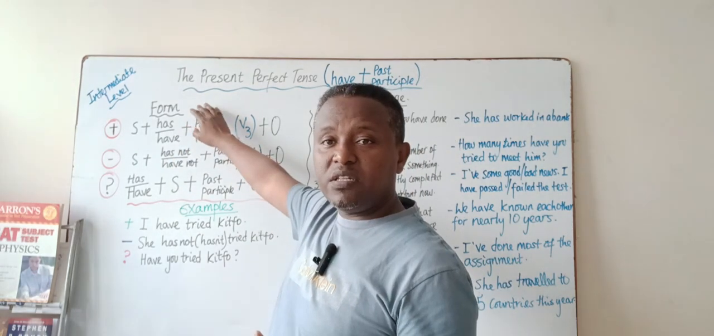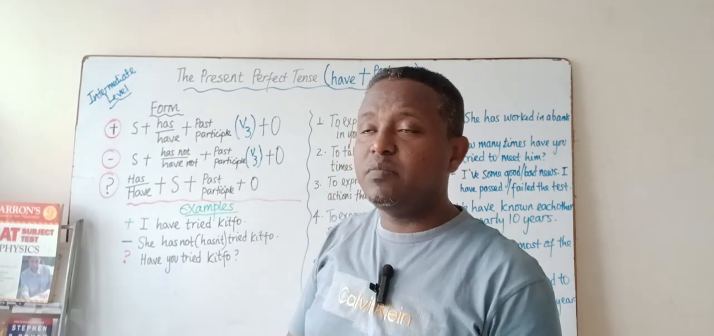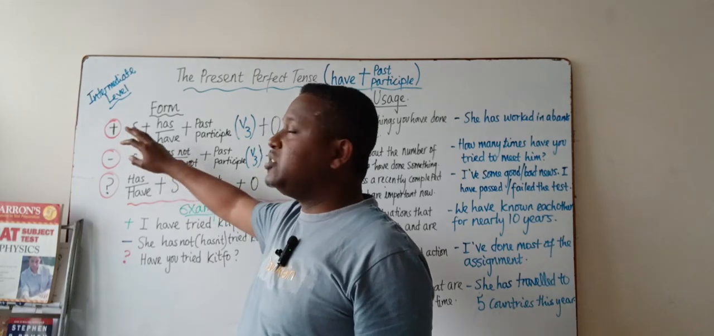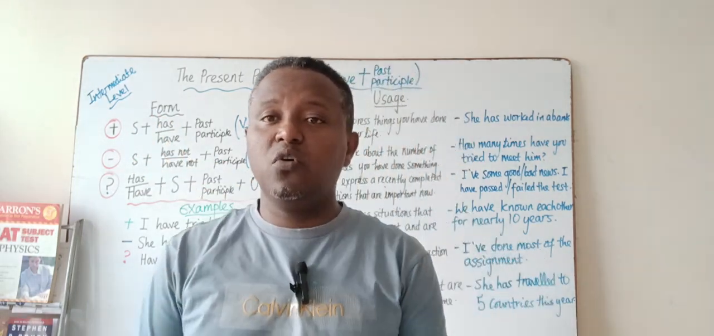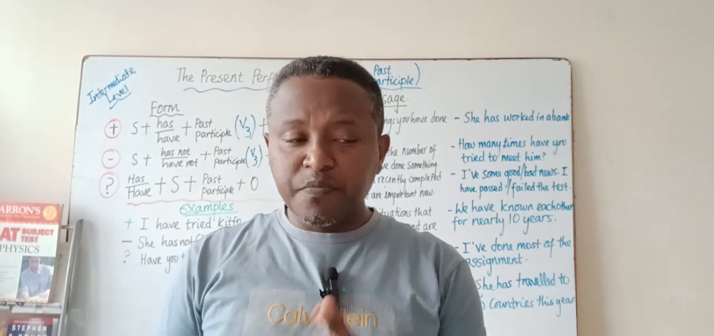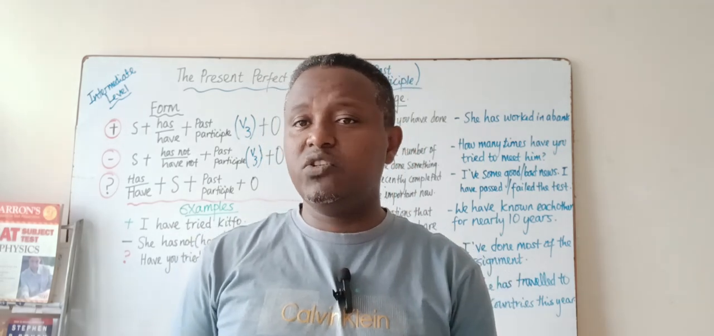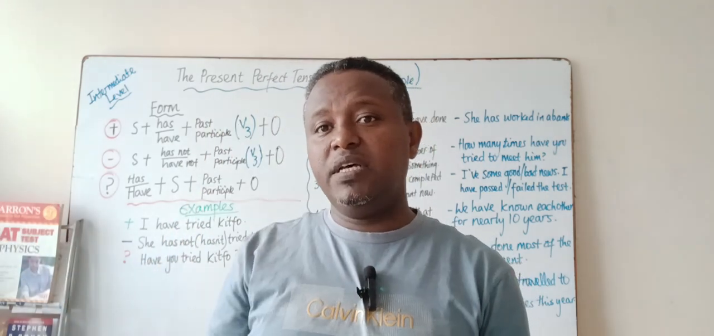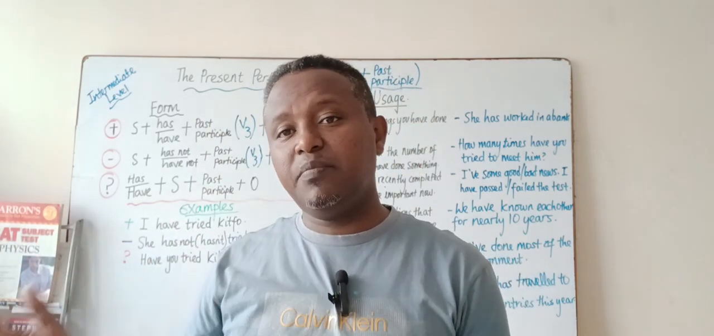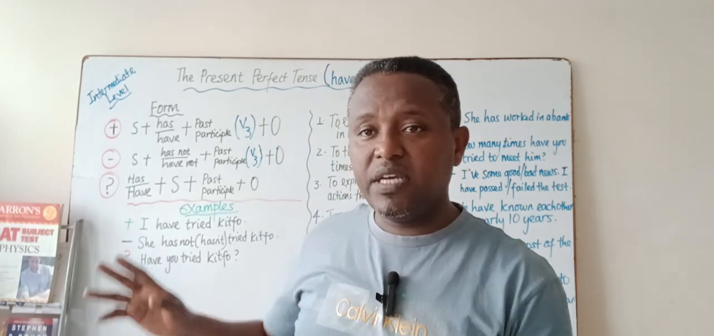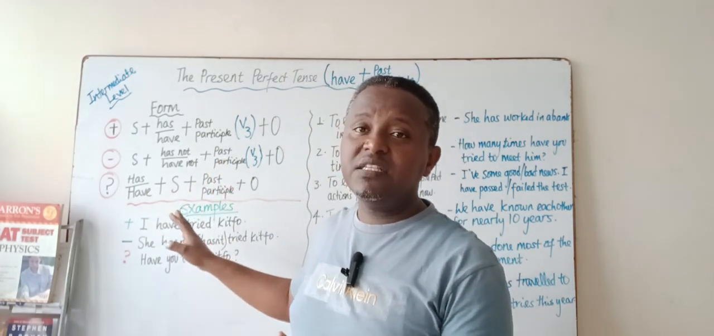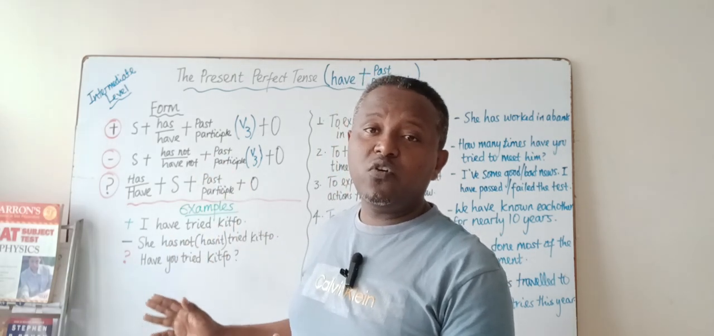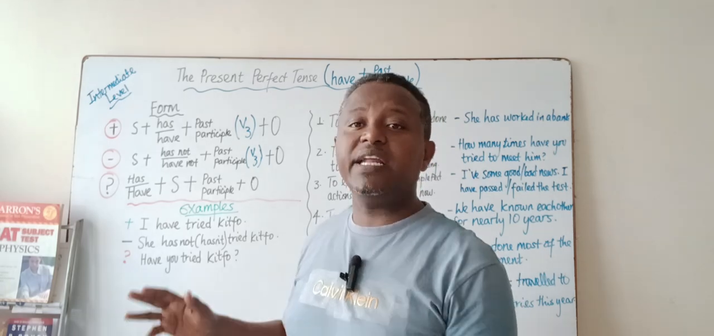To begin with the form of the present perfect tense, as you can see, the positive statements start with subject plus has or have plus past participle, or the verb 3 form of the verb. I'd like to advise you to study the verb forms, verb 1, verb 2, verb 3, or the infinitive, the past simple and the past participle forms of the verbs, because in using the present perfect tense we strictly need to know the verb 3 or past participle forms of different verbs, both regular and irregular verbs.